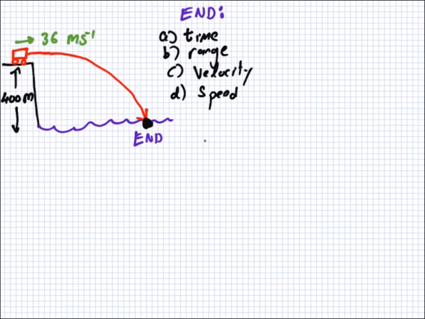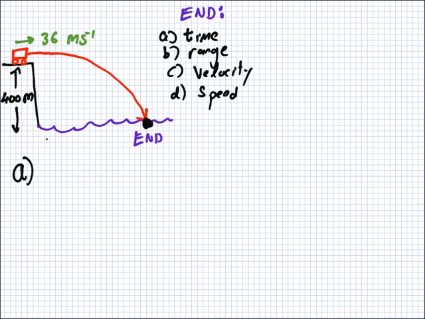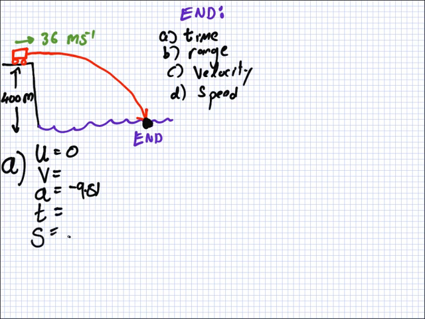Let's begin. So, part A. Should I look horizontally or vertically? Vertically. U is 0. V, we don't know. A, we do know, minus 9.81. T, we don't know. S is minus 400. You could use positive, but I'm going to keep it like this though.